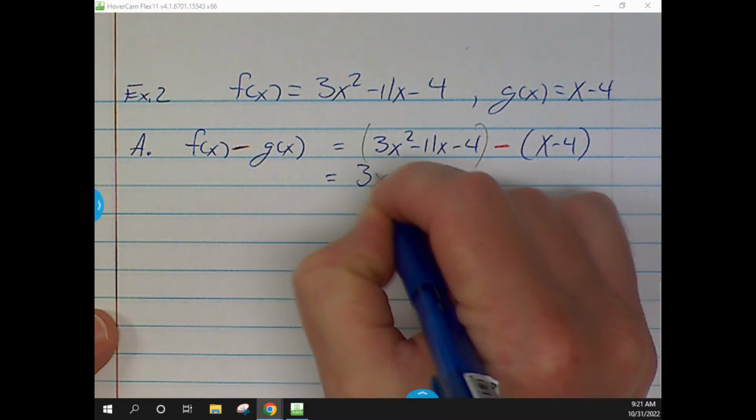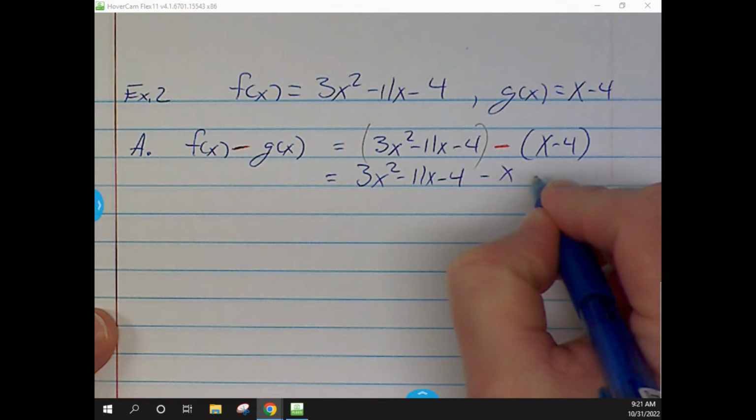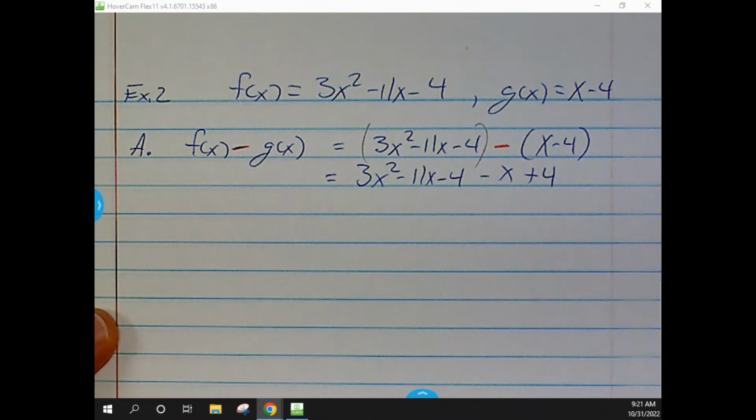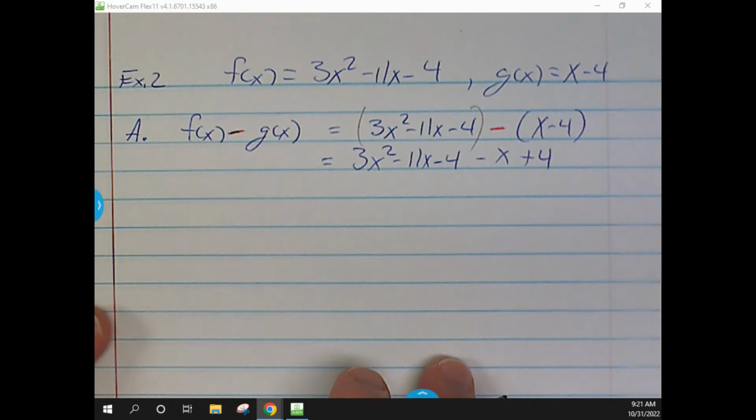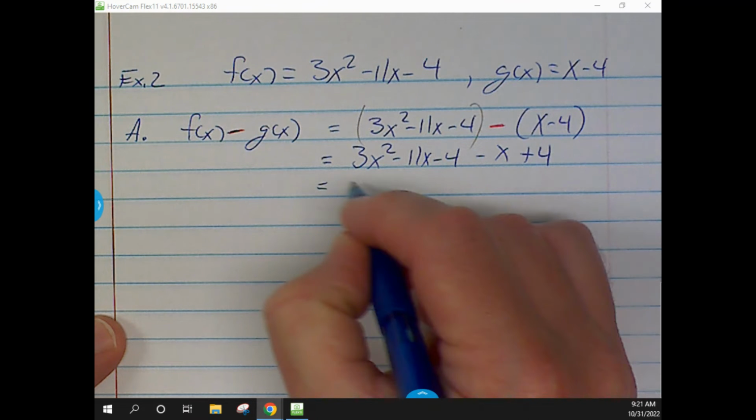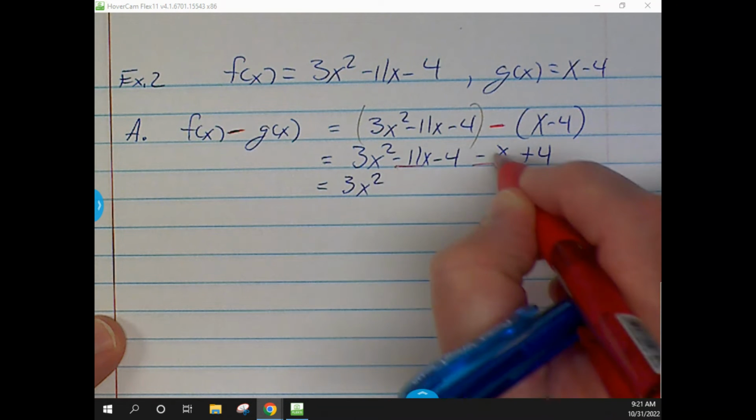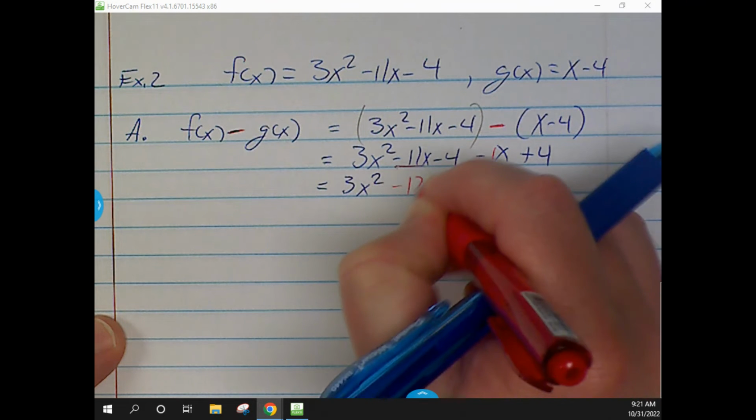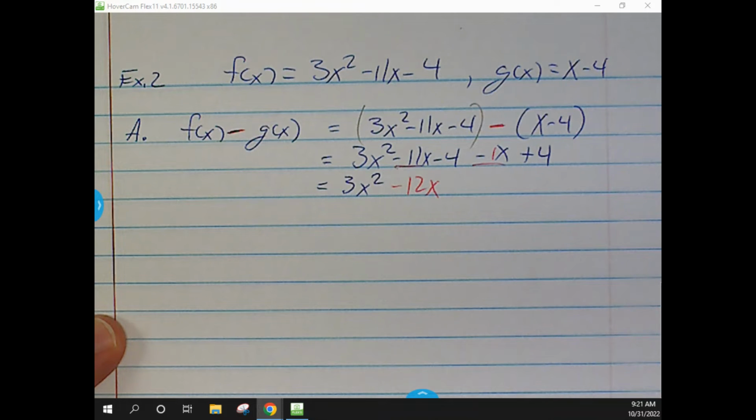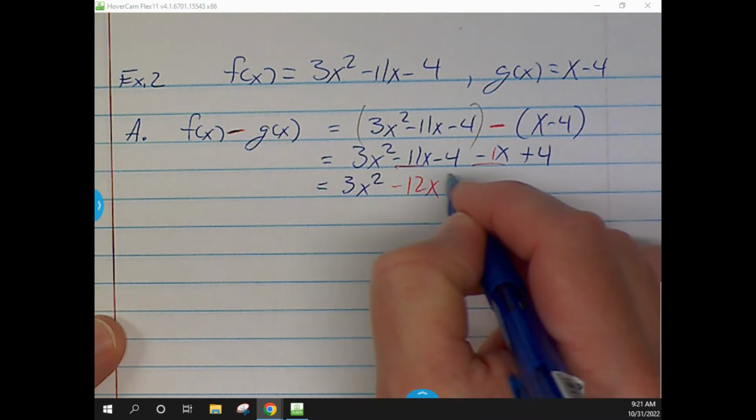Okay, so that's going to be 3x squared minus 11x minus 4 minus x plus 4. All right, so that's 3x squared. We've got minus 11x and minus basically 1x, so that would be a minus 12x. We've got a negative 4 plus 4, so those are going to cancel.